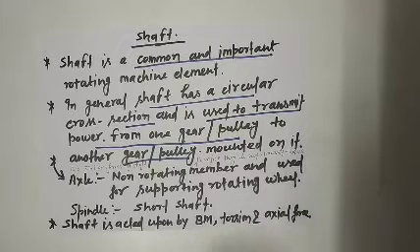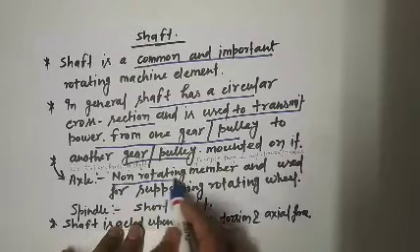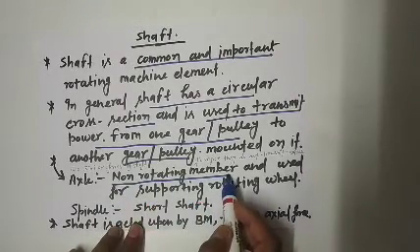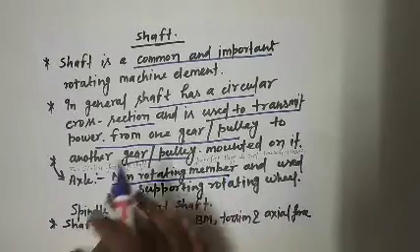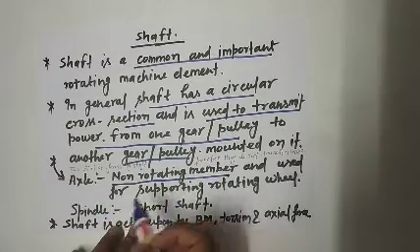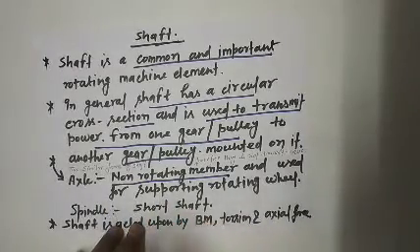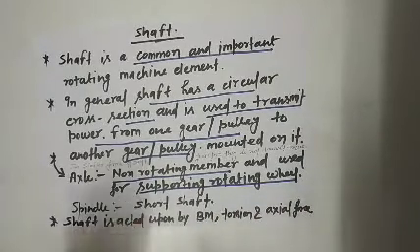Now come to the axle. We have seen axles in our automobiles. Axles are basically non-rotating members. If they are non-rotating members, that means they do not transmit torque, right? So axles are basically non-rotating members used for supporting rotating wheels. They are used for supporting purposes, right?